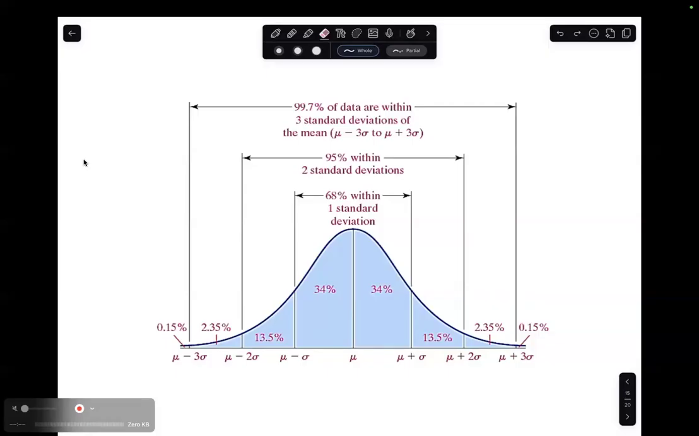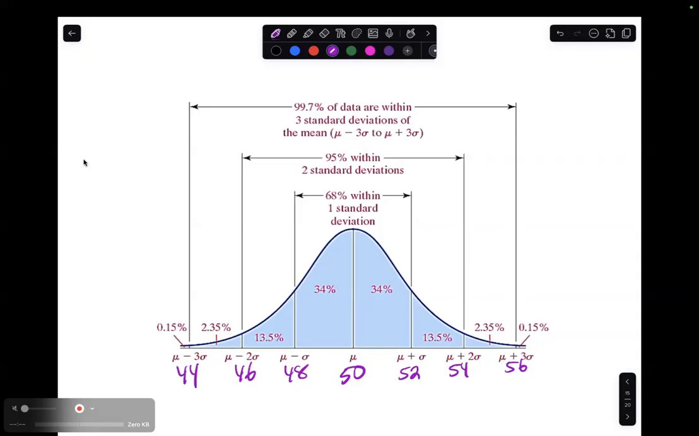Let's say I'm just going to put random values down here. Let's say that my mean is 50. Let's say my standard deviation is 2, just because this is easy math. So this would be 52, this would be 54, this would be 56, 48, 46, and 44. Let's pretend this is my data set.